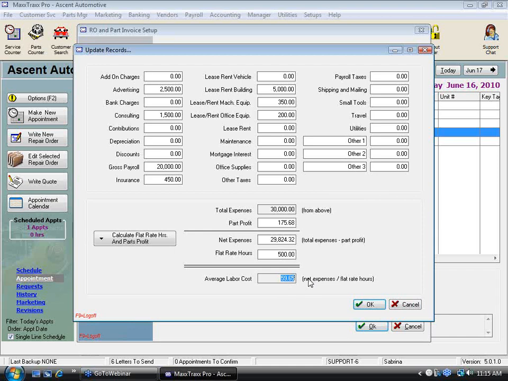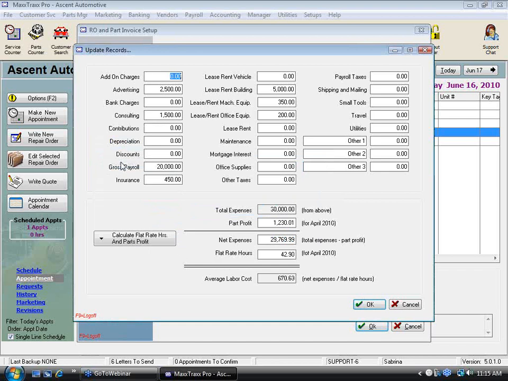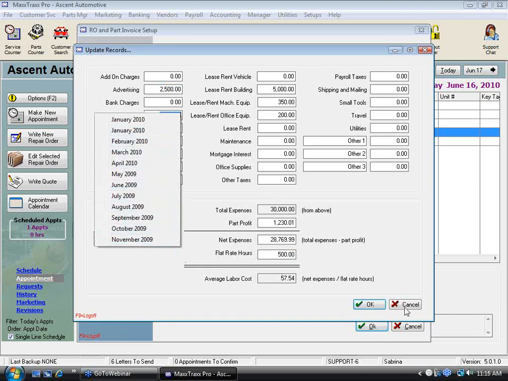It would take my total expenses minus my actual parts profit, and it'll do all this automatically. Now again, you've got to bear with me because this is all demo material. Let's look at April just for fun. Okay, so that's changing around a little bit. Again, my flat rate hours are still pretty low. If I put in a more realistic number, obviously I have way too many expenses. So you can see how, over time, you can fine-tune these or use the actual numbers from the budget.